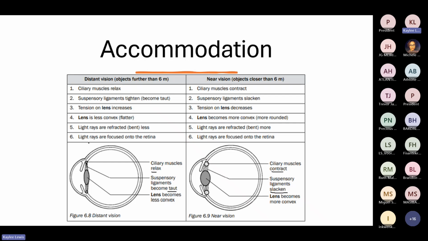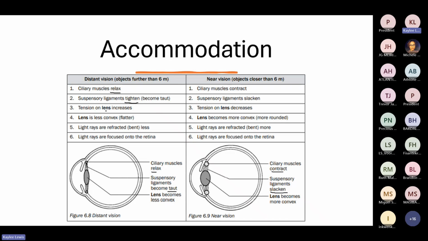All right, so how do we let the lens become less biconvex? Well, firstly, your ciliary muscles relax. And then your suspensory ligaments tighten or become taut. So imagine these are strings on your lens and they're becoming taut. So they're pulling on it. And you can see if they pull on it, it would then make the lens become less biconvex.